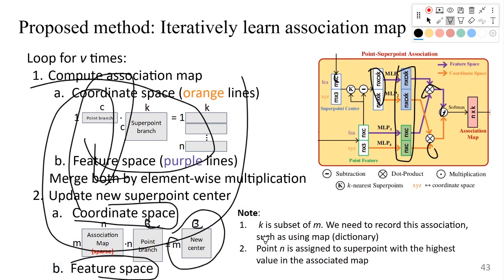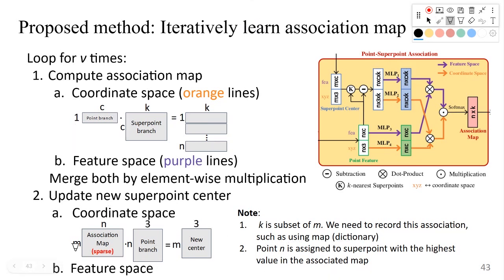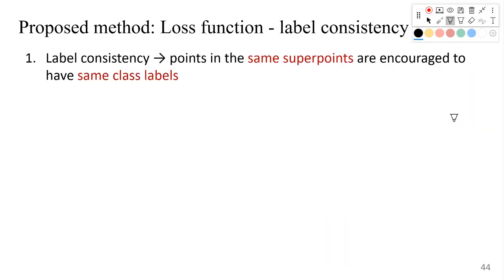Okay, so that's it. And again, to assign every point to a superpoint, we can just look at this association map. For every point, we look in this direction to see which superpoint has the highest attention value. That is the detail of how we can derive this association map. And let's see how we can encourage a good association map by utilizing the two losses that they employ.